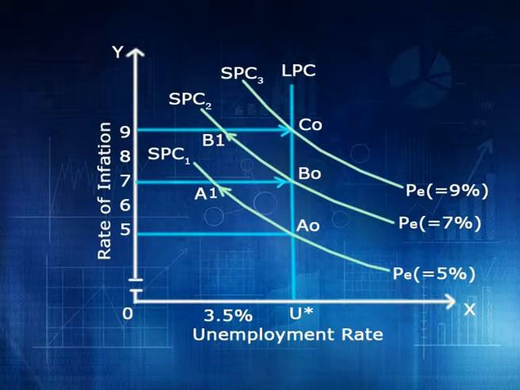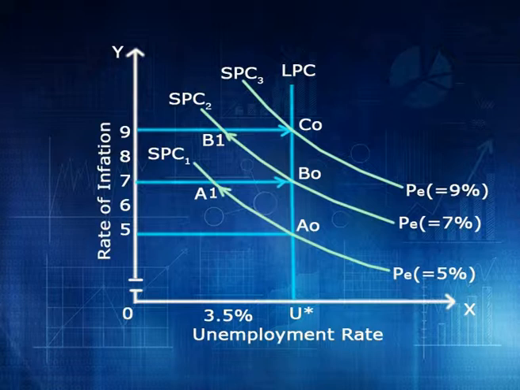It may be noted that the higher level of aggregate demand, which generated inflation rate of 7% and caused the economy to shift from A0 to A1, still persists. Further, at B0 and with the actual rate of inflation equal to 7%, the workers will now expect this 7% inflation rate to continue in future. As a result, the SPC shifts upward from SPC 1 to SPC 2.